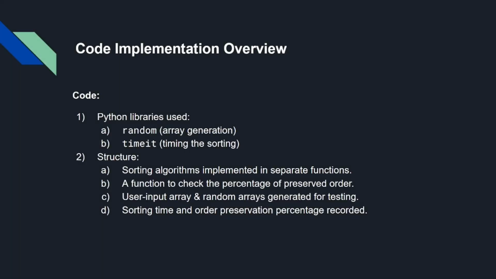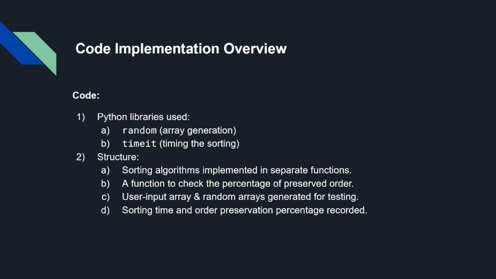Over here, I'll be talking about our code implementation overview. Our code is written in Python, and we use two Python libraries. First one is random, to generate an array of 100 elements, and second one is timeit. Timeit is used to calculate the time taken by the algorithm to sort the array.